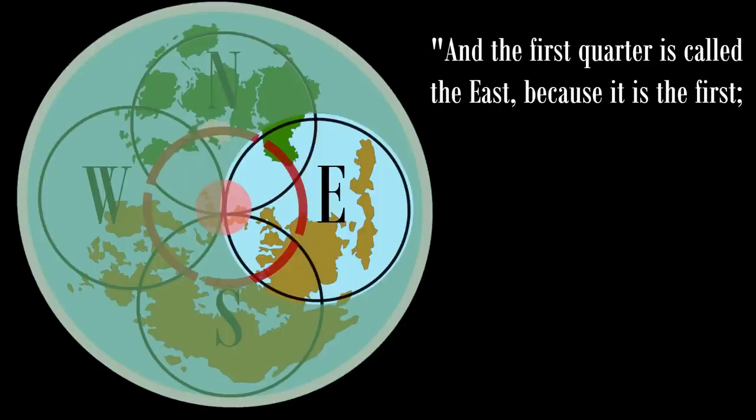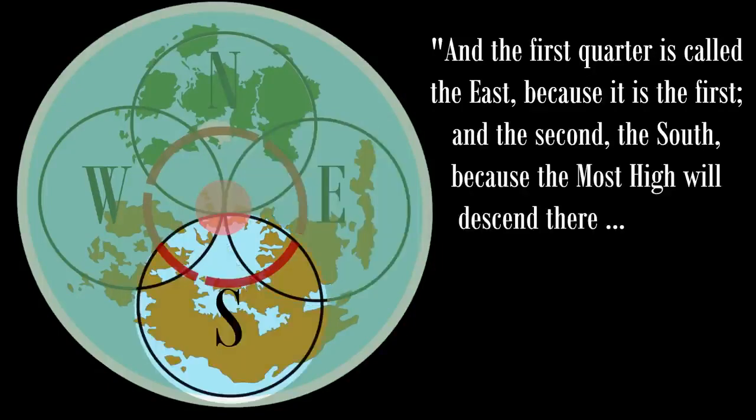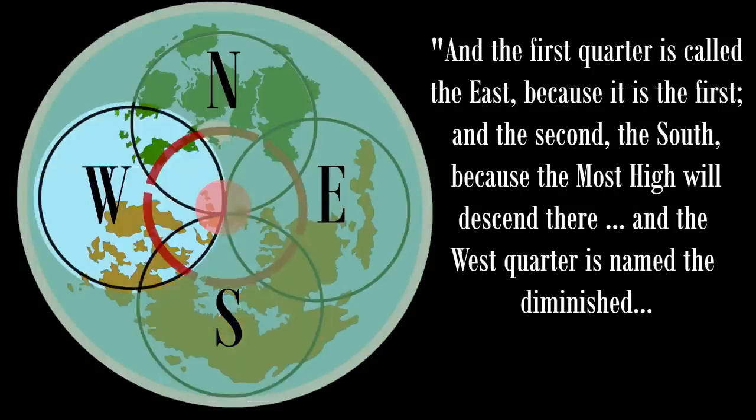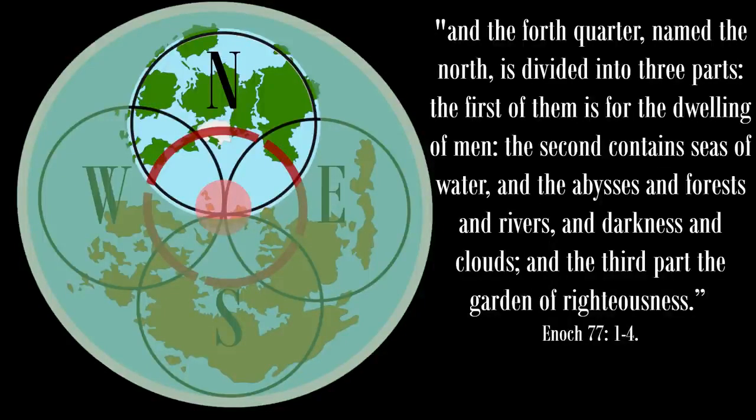And the first quarter is called the east, because it is the first. And the second, the south, because the Most High will descend there. And the west quarter is named the diminished. And the fourth quarter, named the north, is divided into three parts. First of them is for the dwelling of men. The second contains seas of water, the abysses and forests and rivers, and darkness and clouds. And the third part, the garden of righteousness.